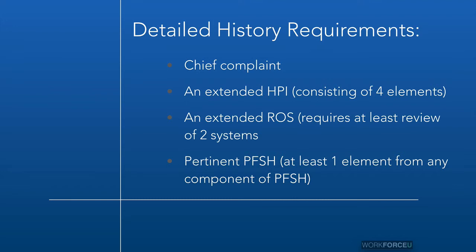And then review of systems, we need at least 2 review of systems, such as a musculoskeletal review and a neurological review. It could be any of the systems, and we'll cover which systems are included in this list a few slides down. And then we have pertinent past, family, and social history, at least 1 element from any of that. So that could be their occupation, whether or not they exercise, any family history that could be pertinent, and so on and so forth. It should be pretty easy to achieve at least 1 element from the past, family, and social history.